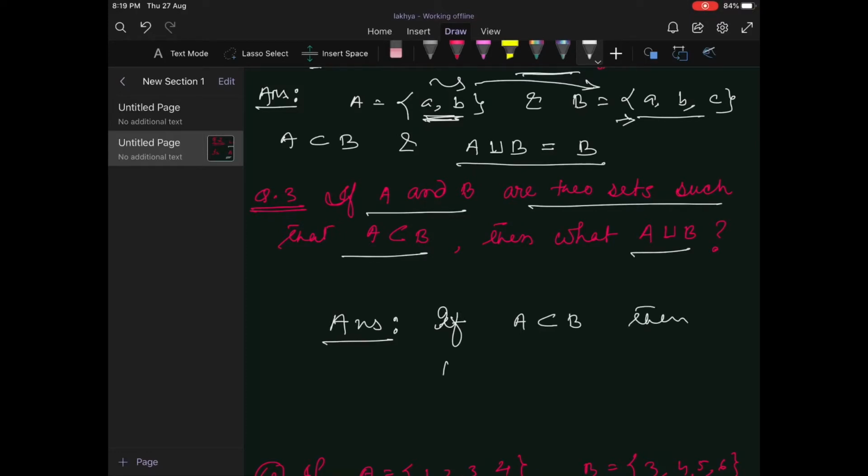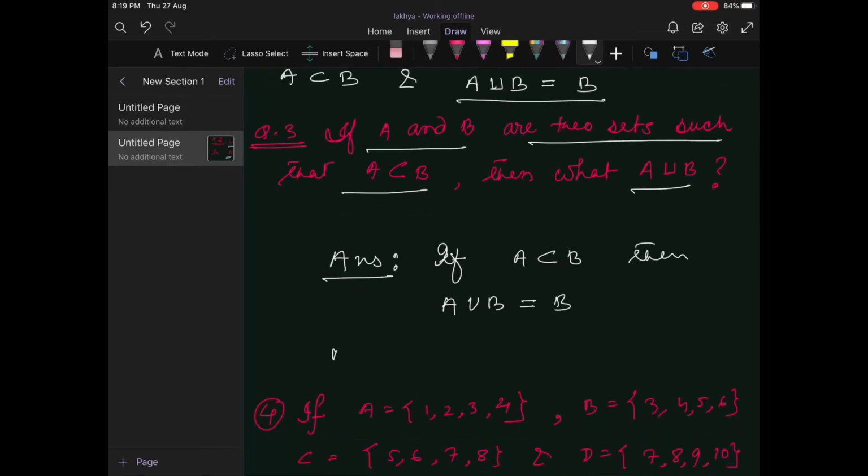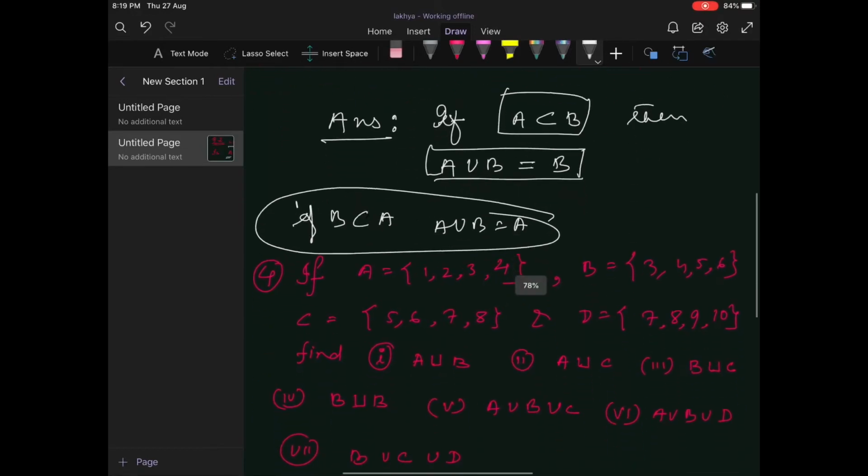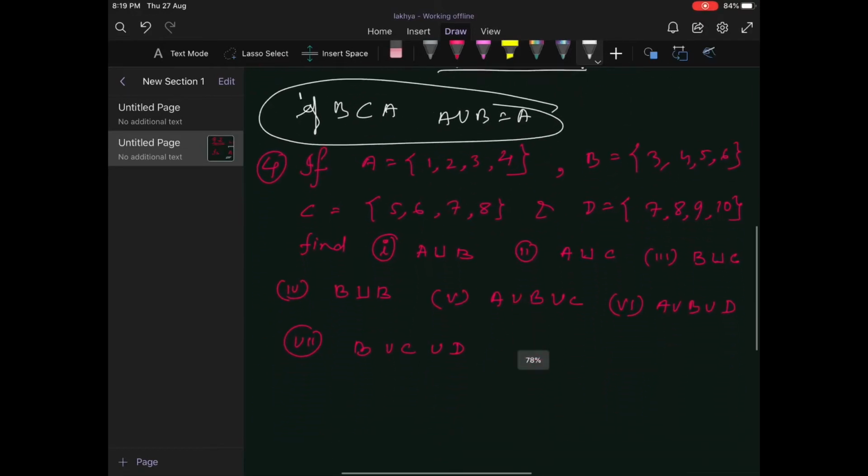If A is a subset of B, then A union B always gives B. And remember one thing, if B is a subset of A, then A union B will be A. So now our answer is A union B is equal to B, because A is a subset of B.